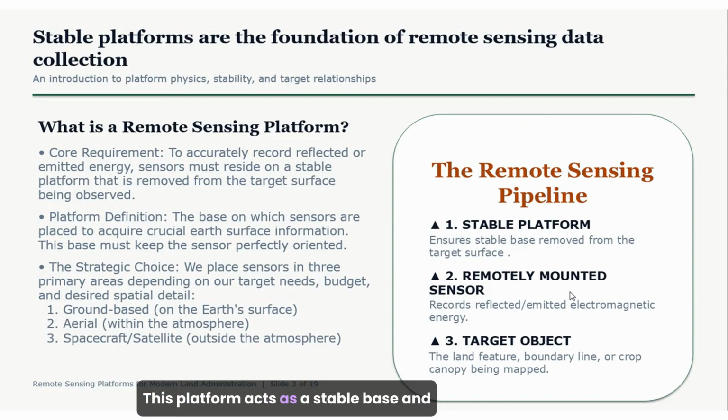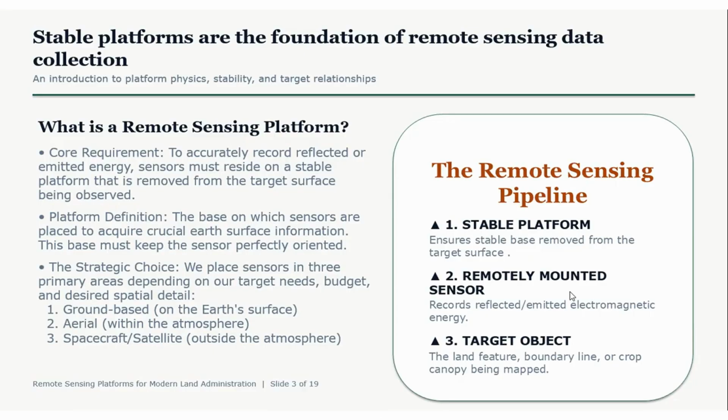These platforms act as a stable base, and the choice of where to place this base determines what details we see, the image characteristics, and our budgets. In land surveying, we categorize this base into three distinct types of platforms, which are ground, aerial, and satellites, or outside the atmosphere.